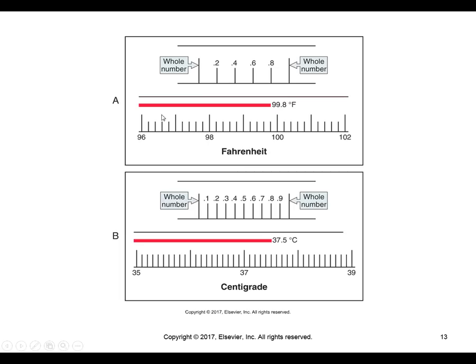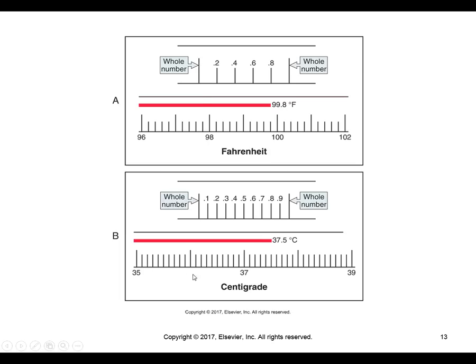So this is what I was talking about in terms of the gradient. If you notice here, we have 96, 98, 99, 100, okay? And in between, we have five increments. So each one is going to be 0.2. So 98.6 would be the normal temperature for Fahrenheit, and it would be right here, 98.6. This temperature here is 99.8 because we've gone to 99, 99.2, 0.4, 0.6, 0.8, 99.8. So the whole numbers usually have either darker or taller gradients and then smaller increments in between.